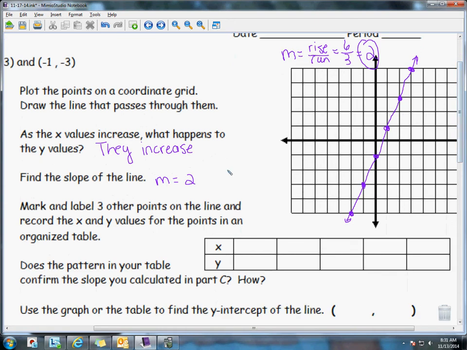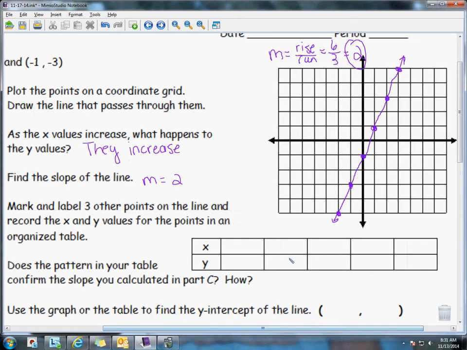Mark and label 3 other points on the line and record the x and y values for the points in an organized table. Again, we're going to use our x values -1, 0, 1, 2, and 3. Go ahead and fill in your y values looking from your graph. So you should get negative 3, negative 1, 1, 3, and 5.